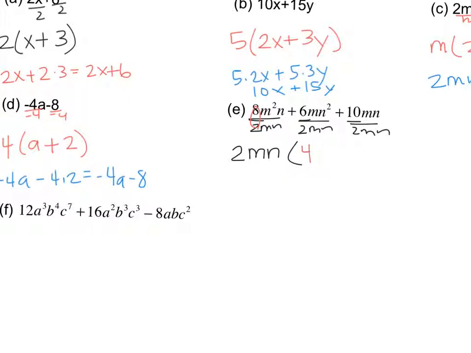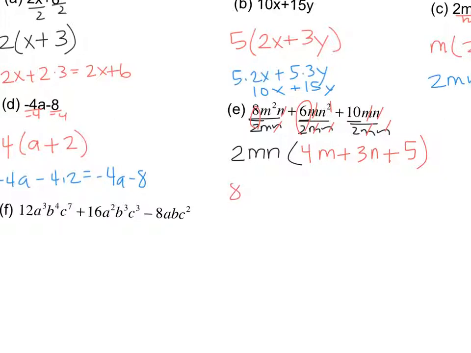M squared divided by m leaves me with just m, and my n's are gone. Plus 6 divided by 2 is 3. Our m's cancel out, and we're left with 1 n on top. Plus 5, m's cancel out, n's cancel out, and there we are. You can double check by distributing back.